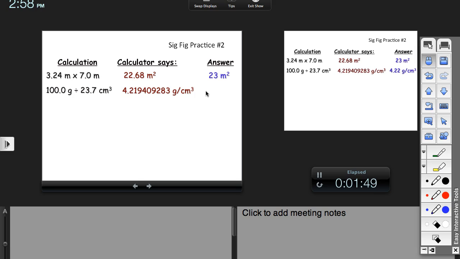Very good. Yes, sir? Is that G? So that's grams per centimeter cubed, and that's actually going to be the unit for density when we do density on Friday, because it's mass divided by volume. It's a heart. I know, I teach people that. I love density. All right, let's see what you got.